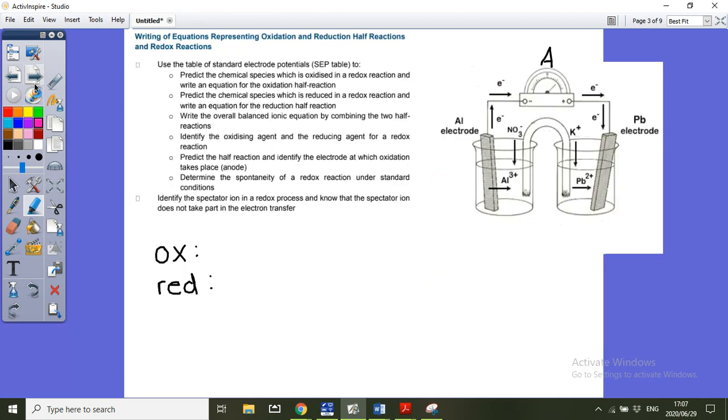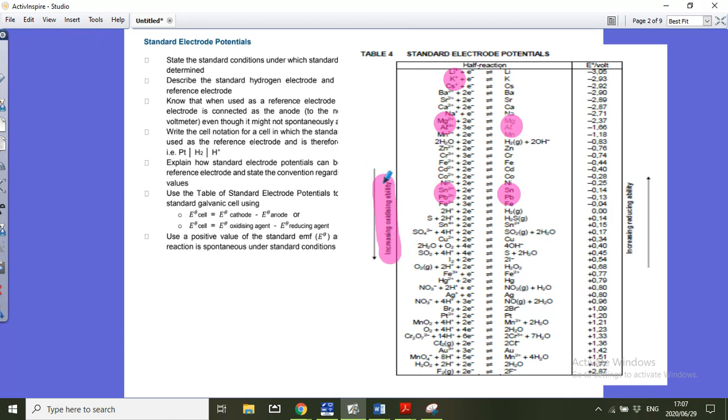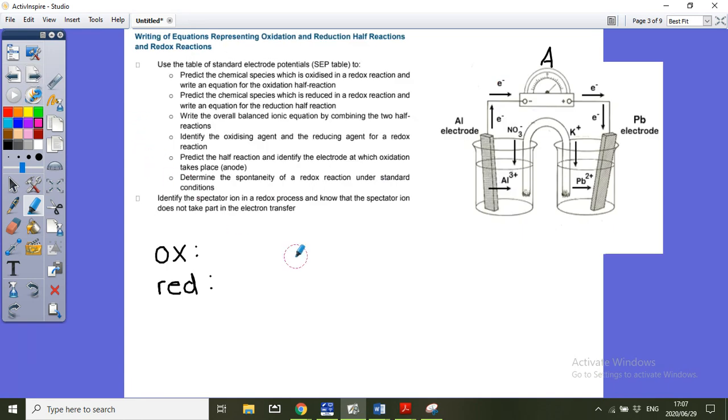So now let's go back. We need to decide what is going to be our oxidation reaction and what is going to be our reduction reaction. And you follow the rules from the previous video. The strongest oxidizing agent would rather be reduced. So the lowest one here, which is my lead, would be my reduction half reaction. And I'm going to write it from left to right. And then we're going to say the strongest reducing agent would rather be oxidized. And therefore, it's going to be my aluminium. So aluminium is going to be my oxidation half reaction, and lead is going to be my reduction half reaction.